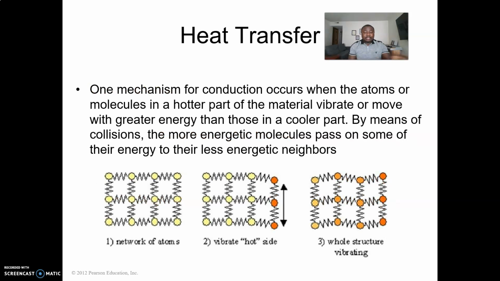So this is generally how metals conduct heat. This is the mechanism that takes place. Now, you see, this is the structure of an atom. These are the structures that we have.